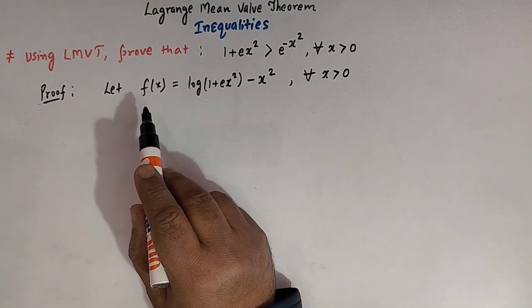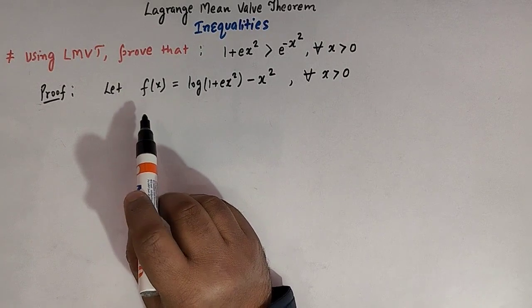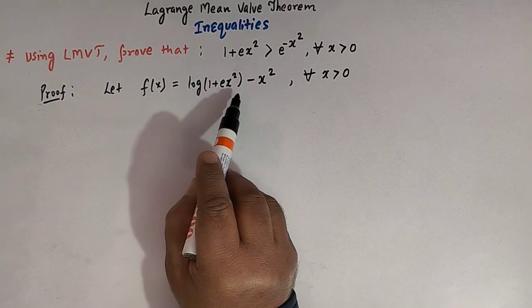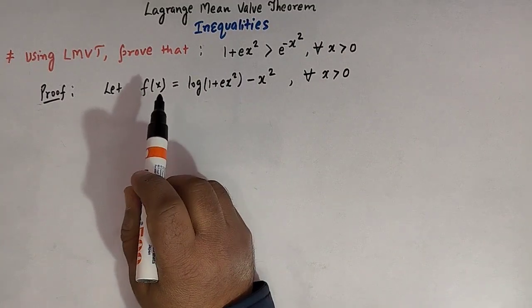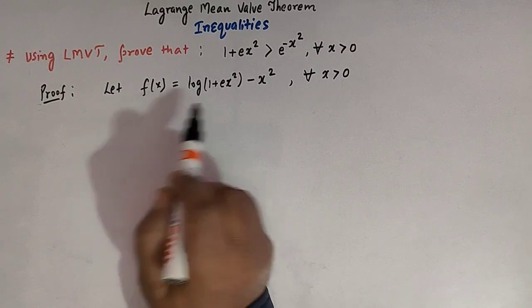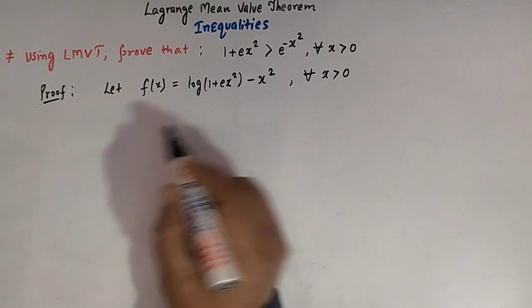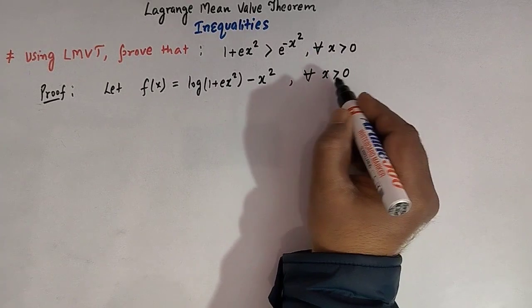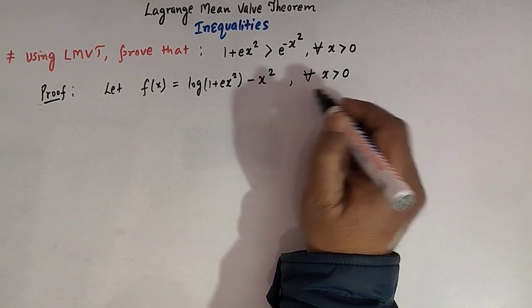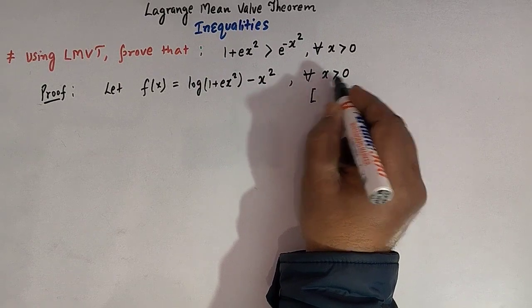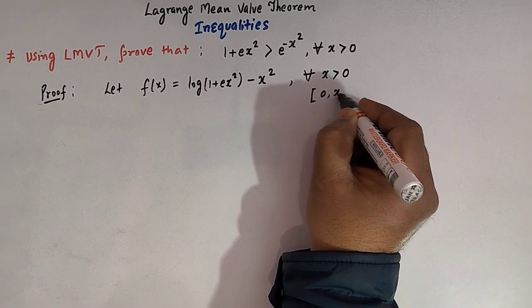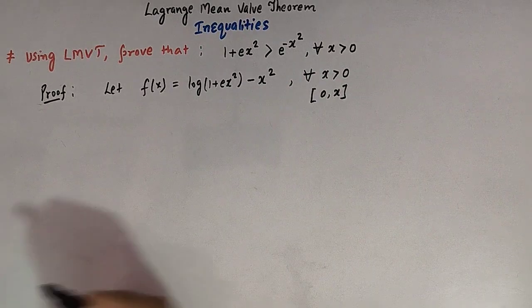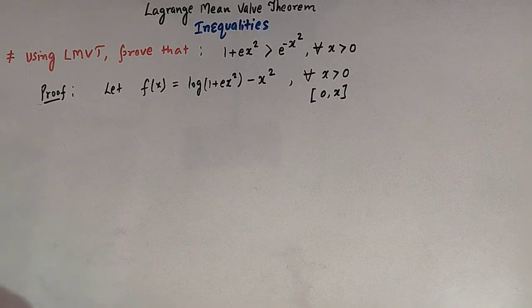Let us apply the Lagrange's mean value theorem to this function, and see whether the conditions of Lagrange's mean value theorem are satisfied or not. Since we have x greater than 0, let us consider the interval 0 comma x. Let us take the Lagrange's mean value theorem in general form.